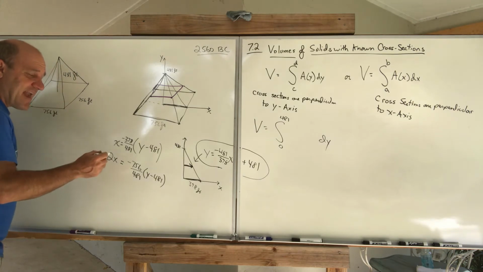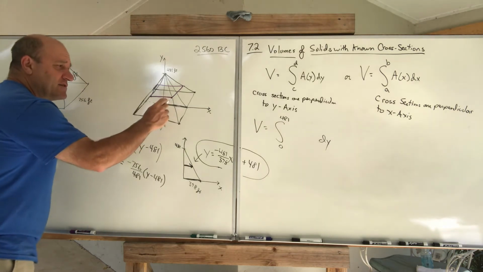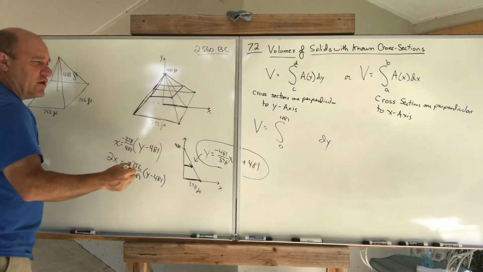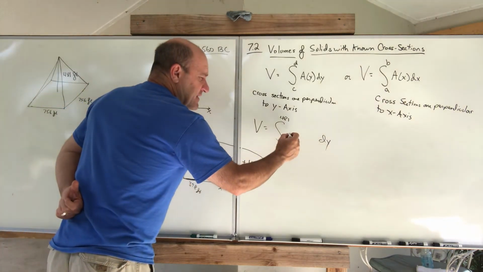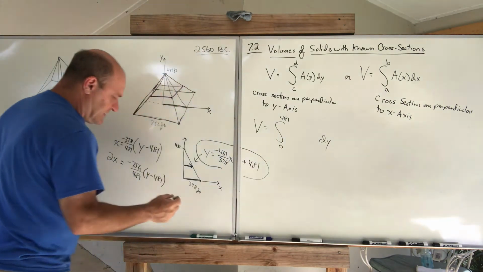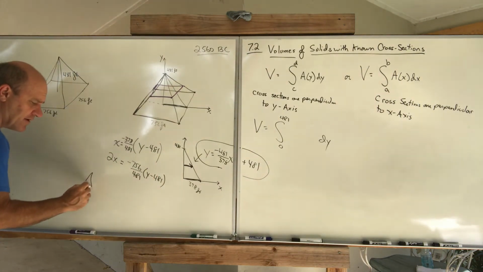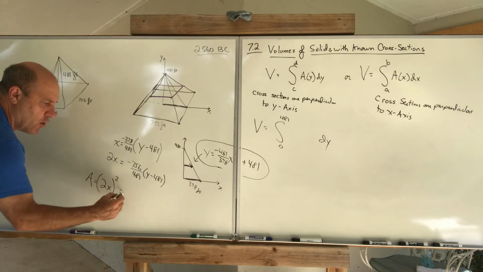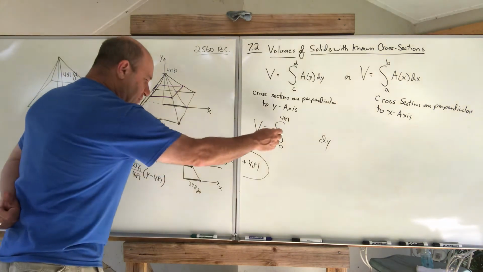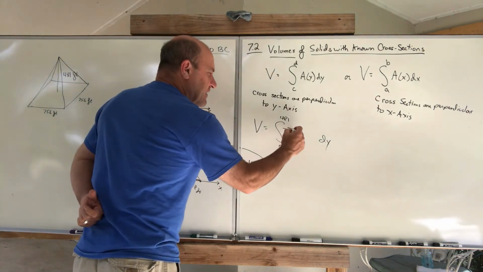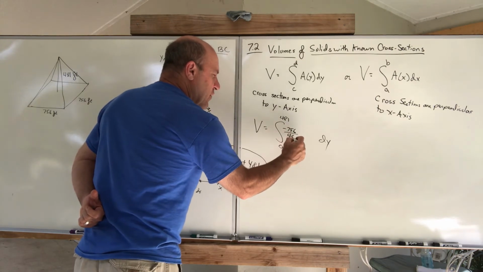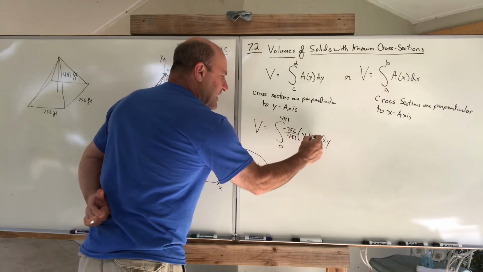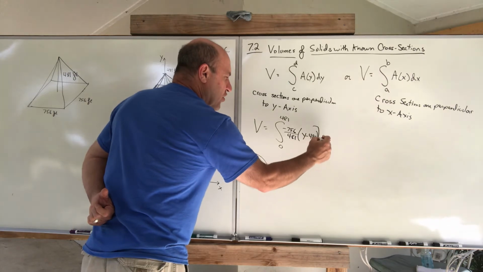And then I need the area, which would be that 2x times 2x. You know, the area is that 2x squared. So the area would be that 2x, that side squared, or this formula squared. That's what needs to go in here. The negative 756 over 481 times y minus 481, all squared.